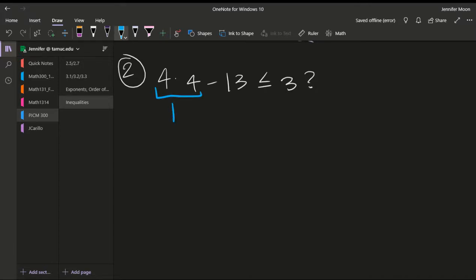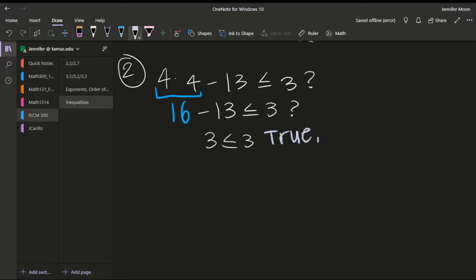4 times 4 is 16 minus 13 less than or equal to 3. I kind of keep doing my question mark because I'm still not sure, right? And then now I just have subtraction. 16 minus 13 is 3, less than or equal to 3. So now I actually can evaluate this. This is asking, is 3 less than or is it equal to 3? And yes, it is equal to 3. Therefore, it would be true.